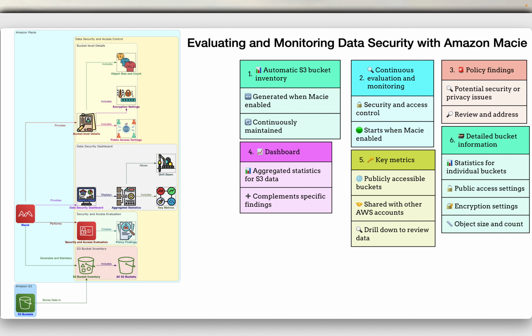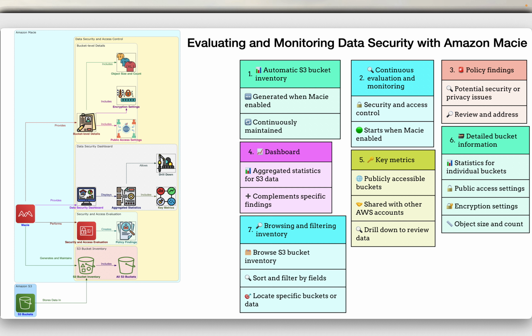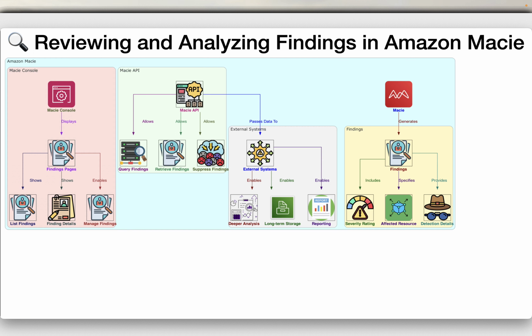Macie also provides detailed information and statistics for individual S3 buckets in your inventory, including a breakdown of a bucket's public access and encryption settings, and the size and number of objects that Macie can analyze to detect sensitive data. You can browse the S3 bucket inventory or sort and filter the inventory by certain fields to locate specific buckets or data points.